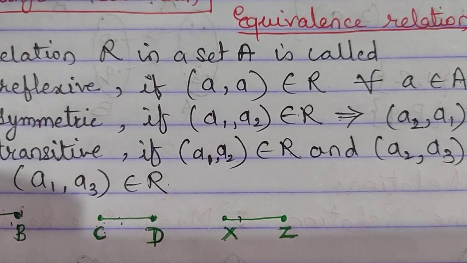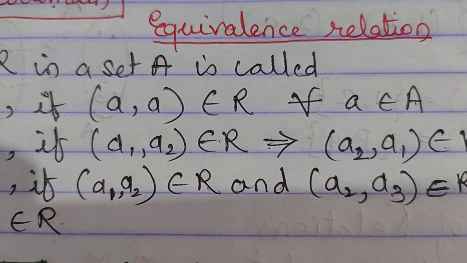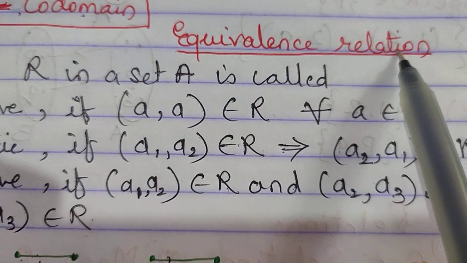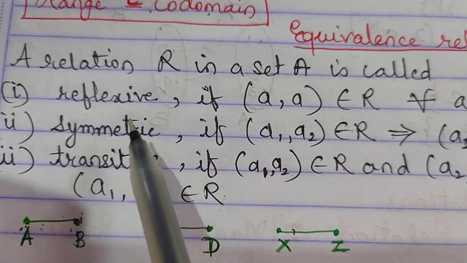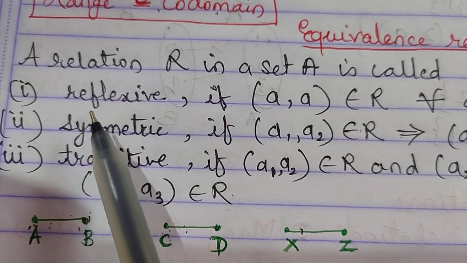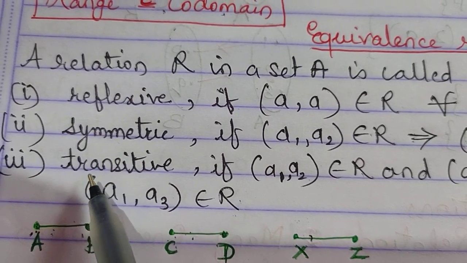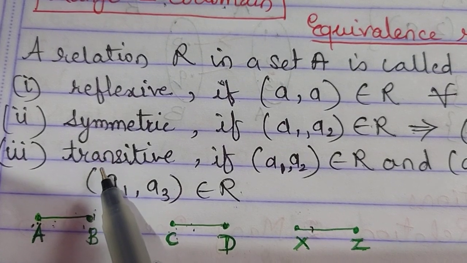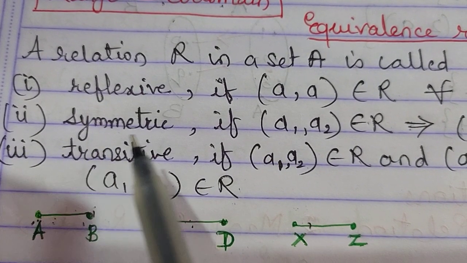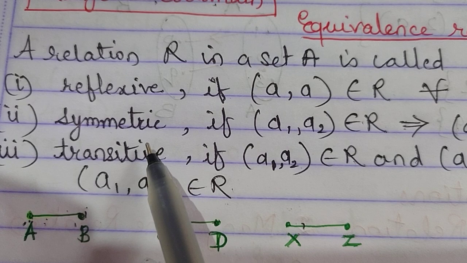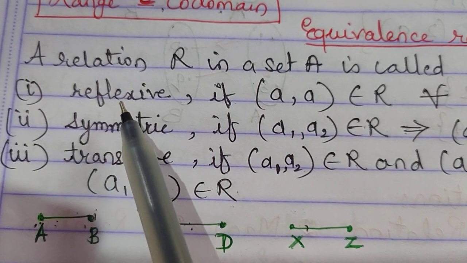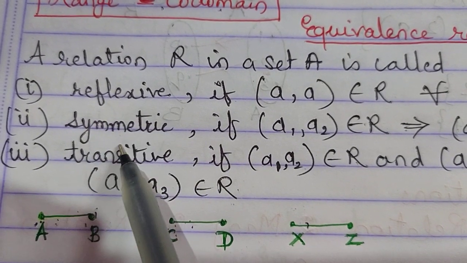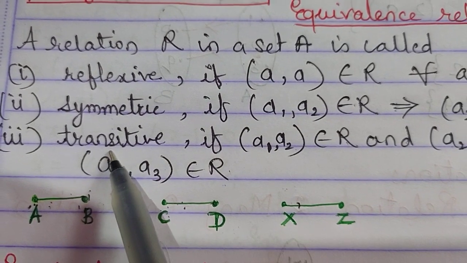Good morning children. Today I am going to explain to you the concept of equivalence relation. For that, one must know the reflexive, symmetric and transitive properties. Actually these properties are related to numbers, but they can be related to geometrical figures also. So try to understand the reflexive, symmetric and transitive properties first.